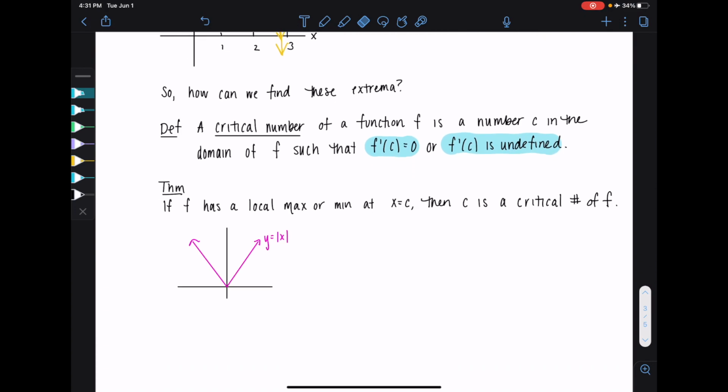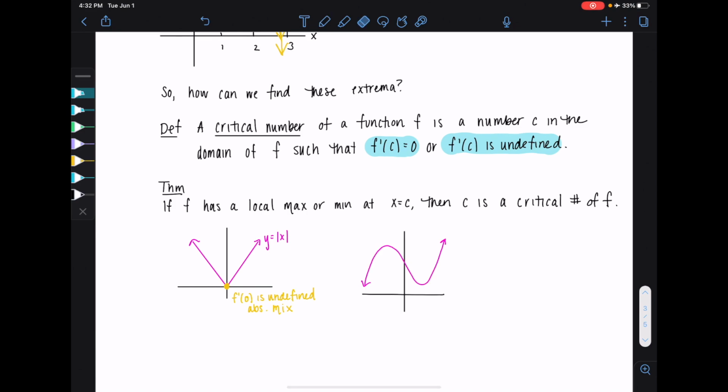So let's take a look at two examples. I've got a function, my absolute value. We know right here at 0, that is my absolute minimum. My derivative is undefined here. So f prime of 0 is undefined. Okay, and this is my absolute min.